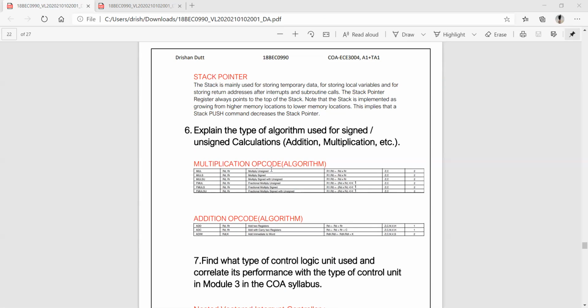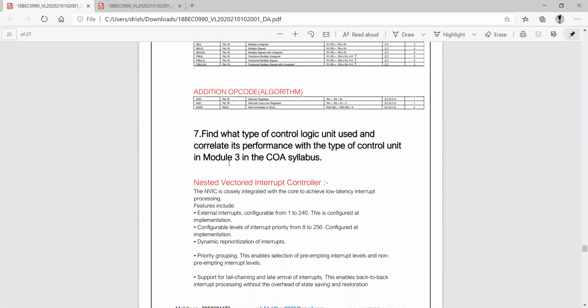Question number 6 was: explain the type of algorithm used for signed and unsigned calculations, addition, multiplication, etc. So these are the code for multiplication and these are the code for addition. Question number 7 was: find whatever control logic unit is used and correlate its performance with the type of control unit in module 3 in our syllabus.